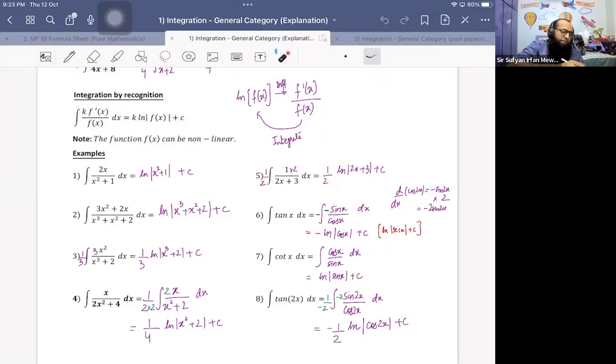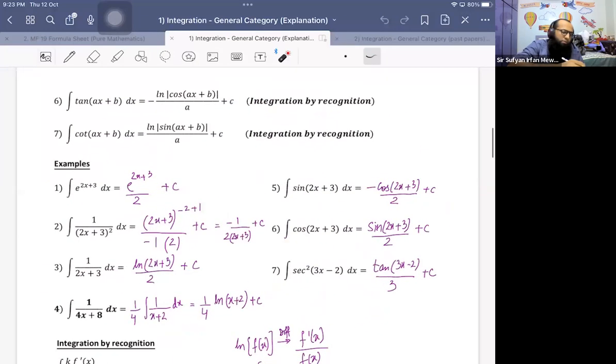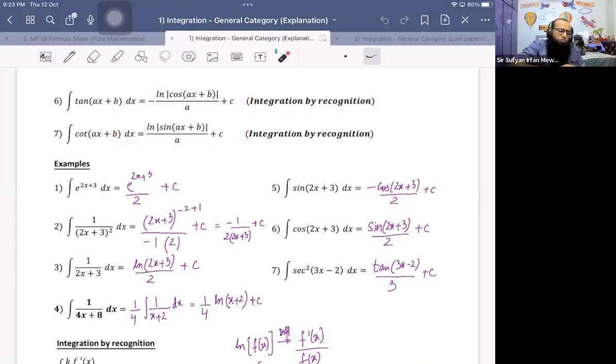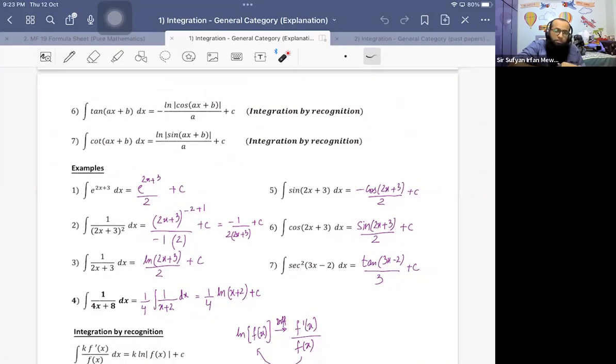And in integration by recognition, we learned that the function can be linear or non-linear. And then we covered the integration of tan x and cot x as well, using the integration by recognition rule. And then we noted that you can remember it as a rule. However, this has been derived using integration by recognition. So if we know how to use integration by recognition, we can easily find the integration of tan ax plus b and cot ax plus b. So the integral of tan ax plus b is negative ln cos ax plus b upon a plus c, and of cot ax plus b is ln sin ax plus b upon a plus c.